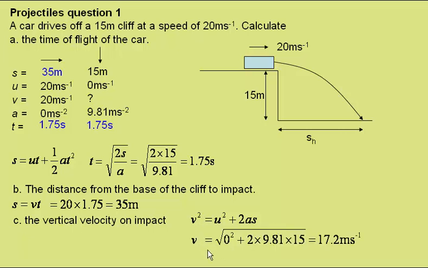This then gives v as the square root of u squared, which is 0 squared, plus 2 times the vertical acceleration of 9.81 meters per second squared, times the vertical displacement of 15 meters, giving a vertical velocity on impact of 17.2 meters per second. That completes the final part of the jigsaw here, and now I can move on to part D, I'm now asked to find the impact velocity.